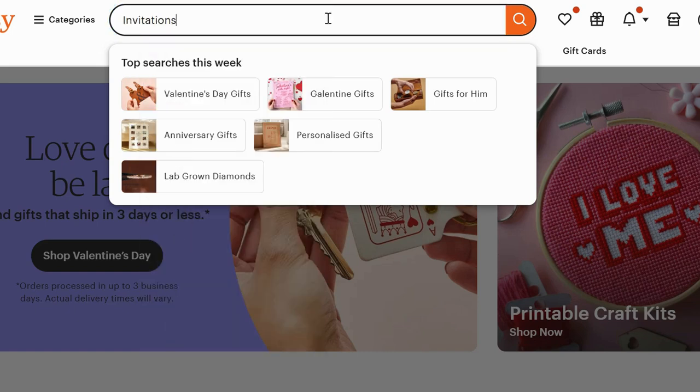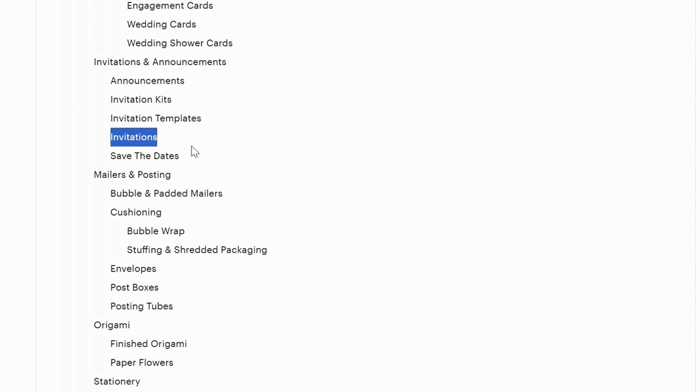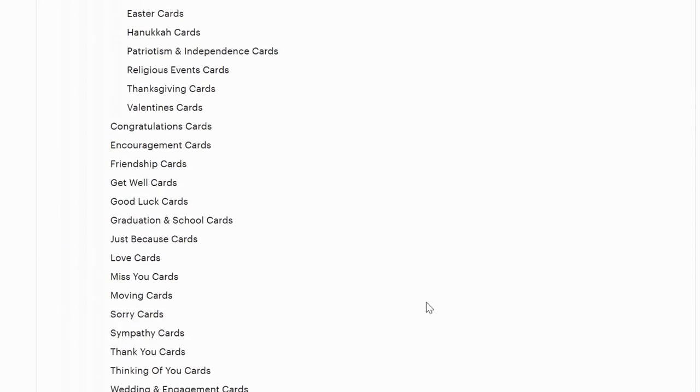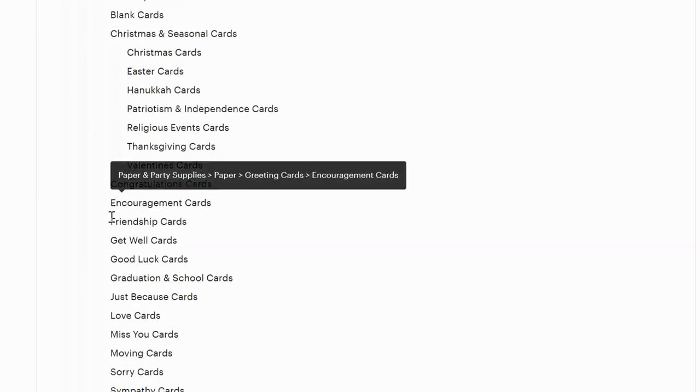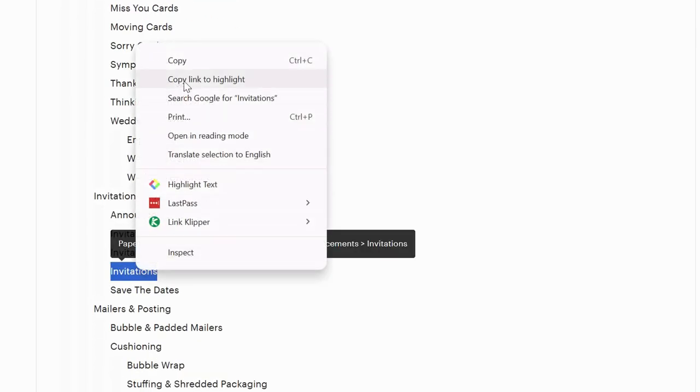By choosing this category, it's giving us instant clarity. Instead of blindly typing things into Etsy and hoping to find something, we get a structured roadmap. I would definitely look at this page of categories and subcategories as your roadmap. You could start at the top and just work your way down day by day. But like I said, we're just going to take invitations.